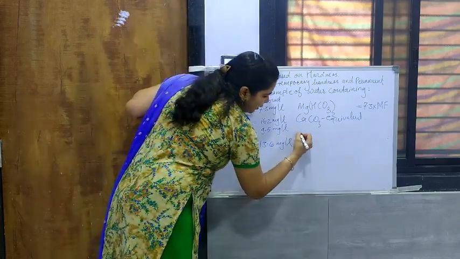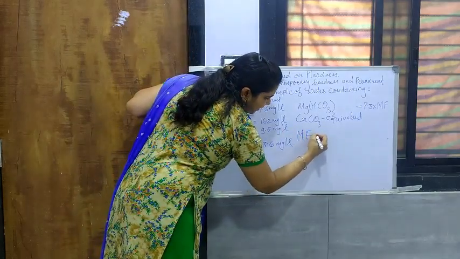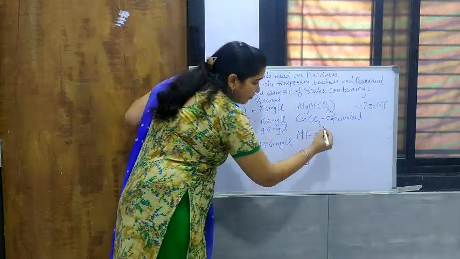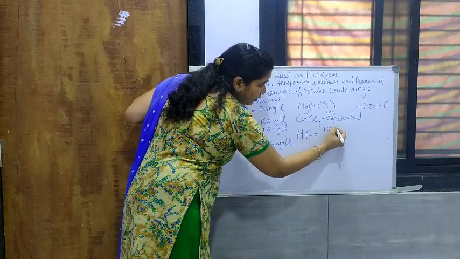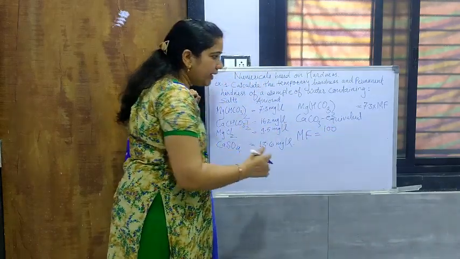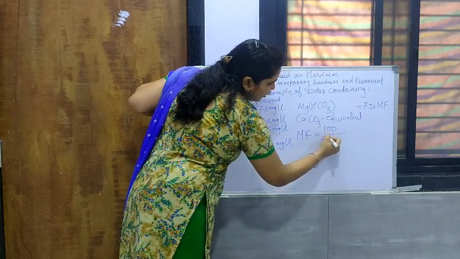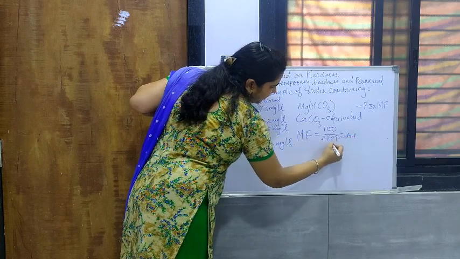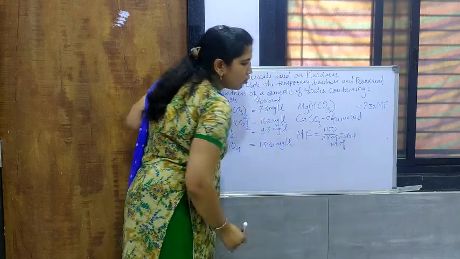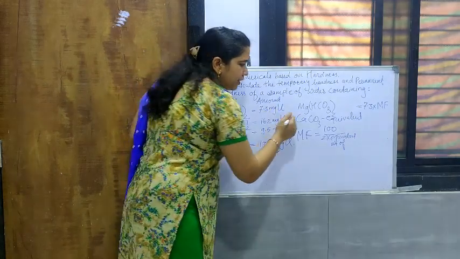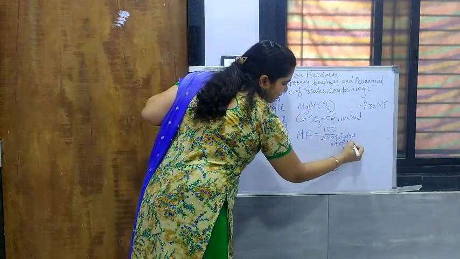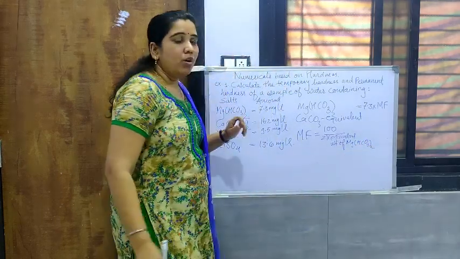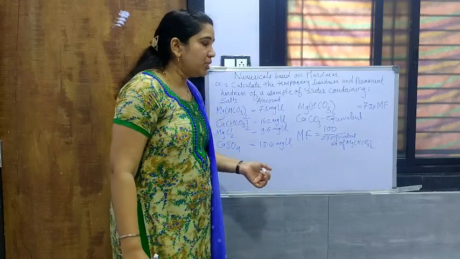Now how can we calculate the multiplication factor? Multiplication factor is denoted by MF, and it is calculated as the molecular weight of CaCO3, that is 100, upon 2 into the equivalent weight of the hardness causing salt. It means the equivalent weight of this Mg(HCO3)2. So, how can we calculate the equivalent weight of Mg(HCO3)2?